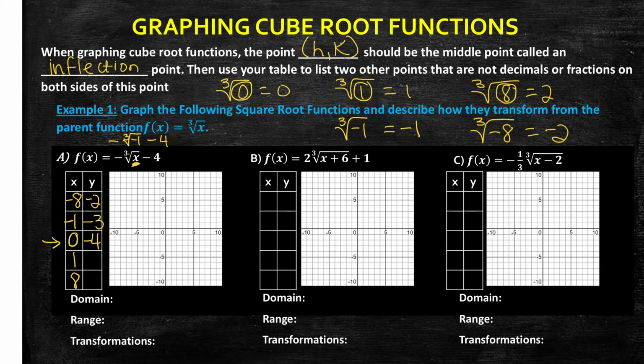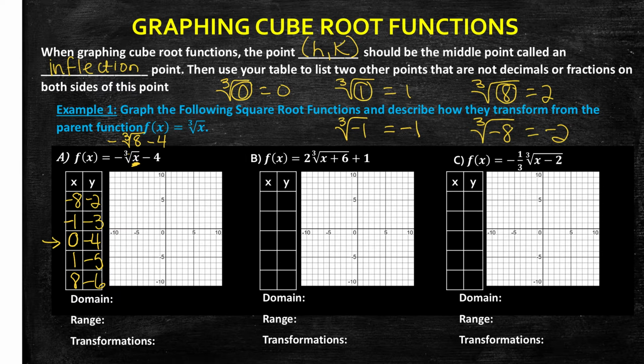Now let's plug in a 1. If I plug in 1, I'll have a cube root of 1, which is 1. Then I multiply it by a negative. Now it's -1. Then I subtract 4, and that gives me -5. And then I can do 8 as well. So I'll plug in the cube root of 8 is 2, multiplied by a negative is -2. -2 minus 4 is -6.